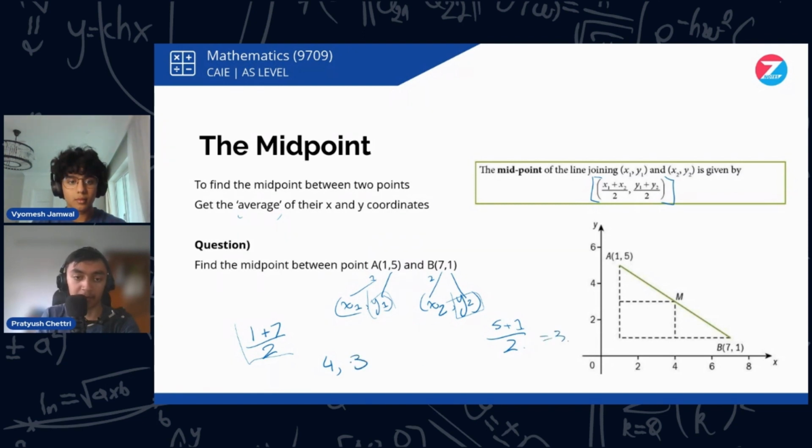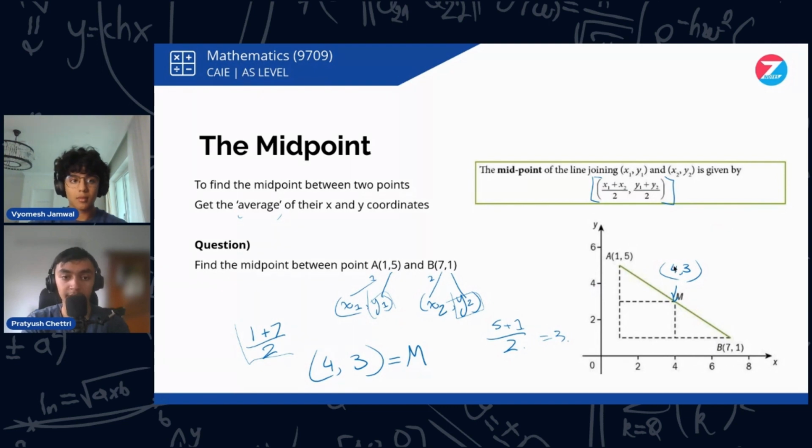So our midpoint coordinates, midpoint, big M, just to avoid confusion. This midpoint M is 4, 3. It's that simple, guys. Questions will ask you stuff like, what's the point halfway between these two? Or like, what's the perpendicular bisector or something? We'll come back to that. But make sure that you know the wordings for midpoint as well.